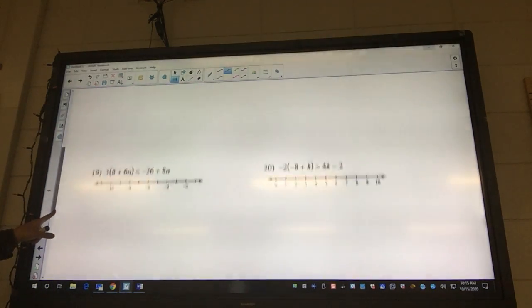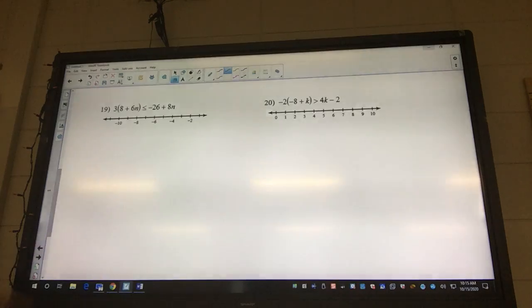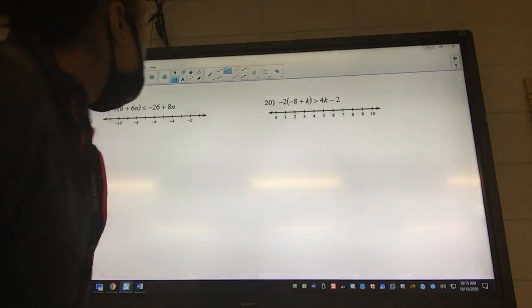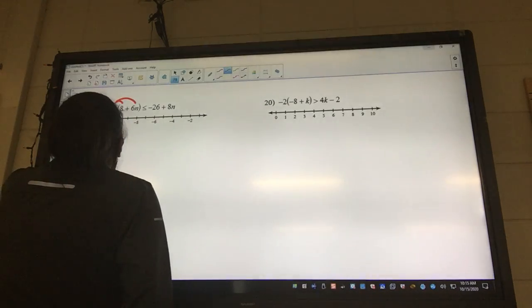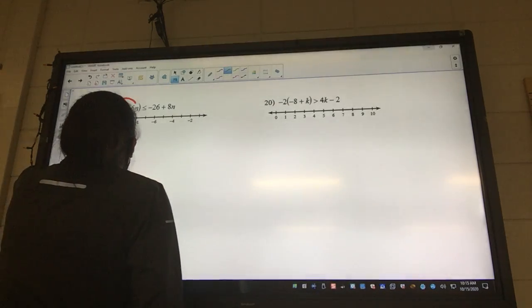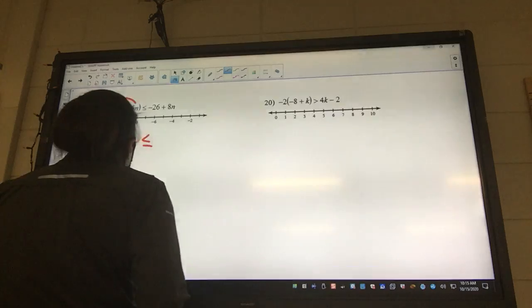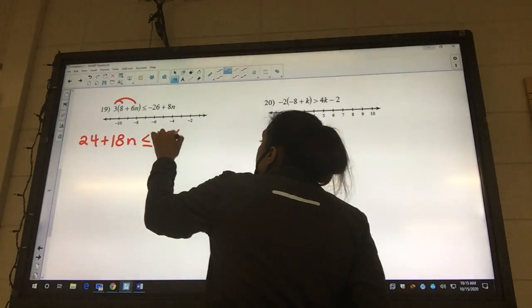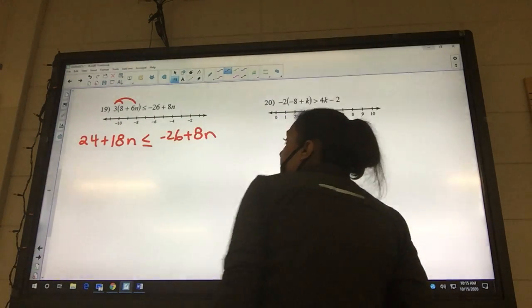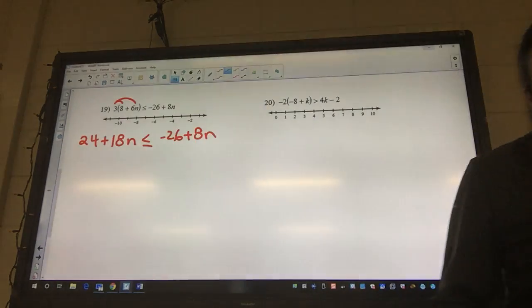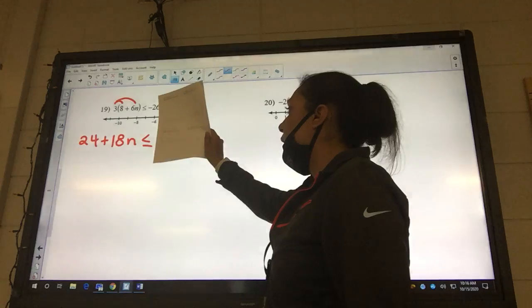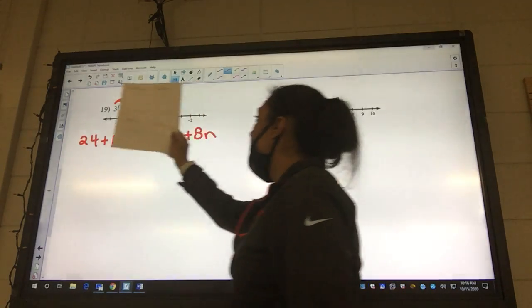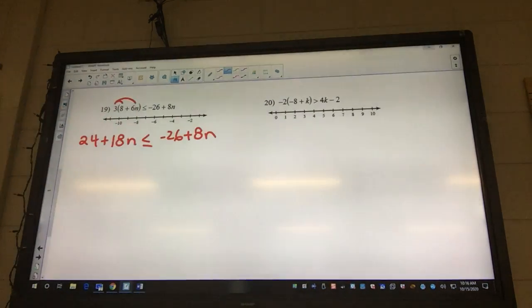Okay, last one. Look at 19. We're going to distribute. So I got 24 plus 18n is less than or equal to negative 26 plus 8n. Okay, is there anything for us to combine on the left side? No. What about the right side? No. Okay, so then our next step is to do what?